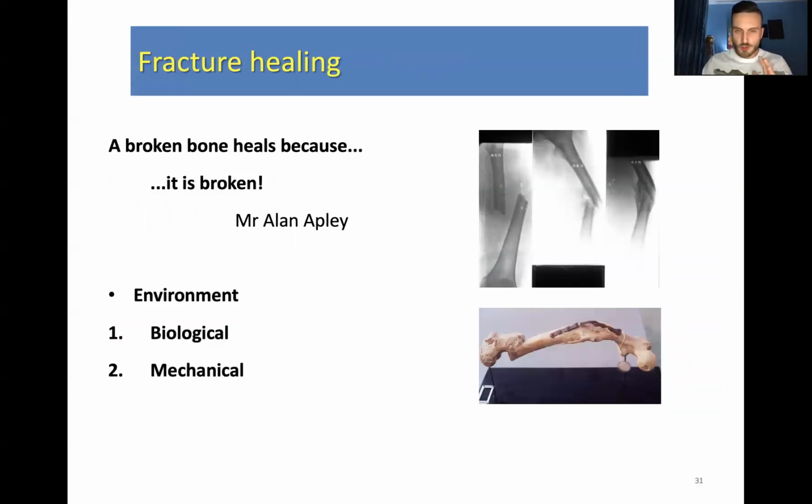Okay, too much detail. I'm trying to make it as simple as possible. For the environment, we have two things: the biological and the mechanical environment. The biological means that you have good blood supply, okay? There is no high energy trauma, everything's fine, the bone will heal because you didn't do stripping. The mechanical means that you fix the bone in the right way, which we will talk about later.